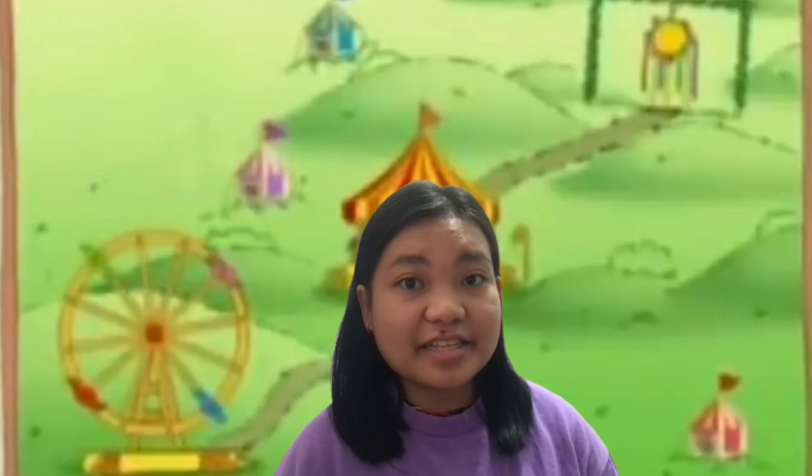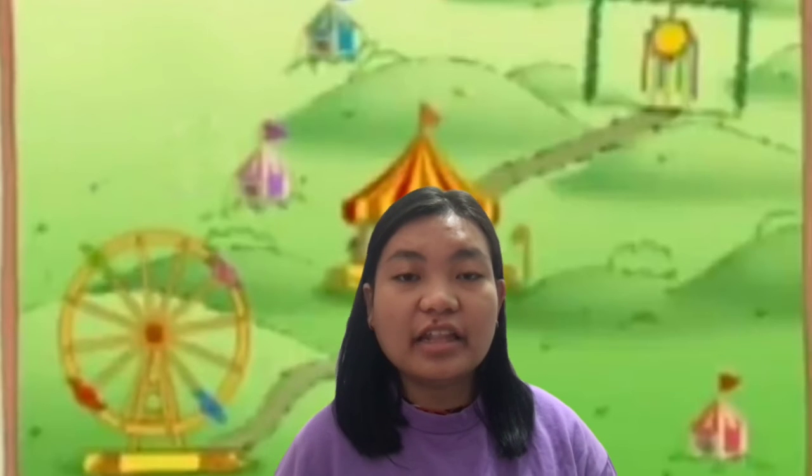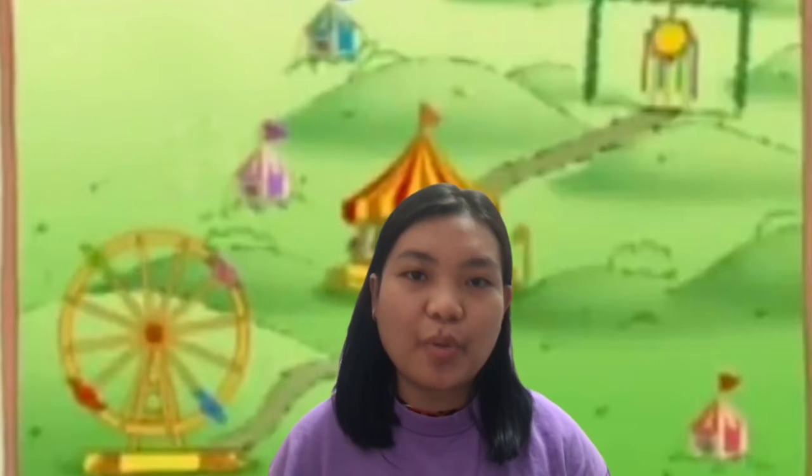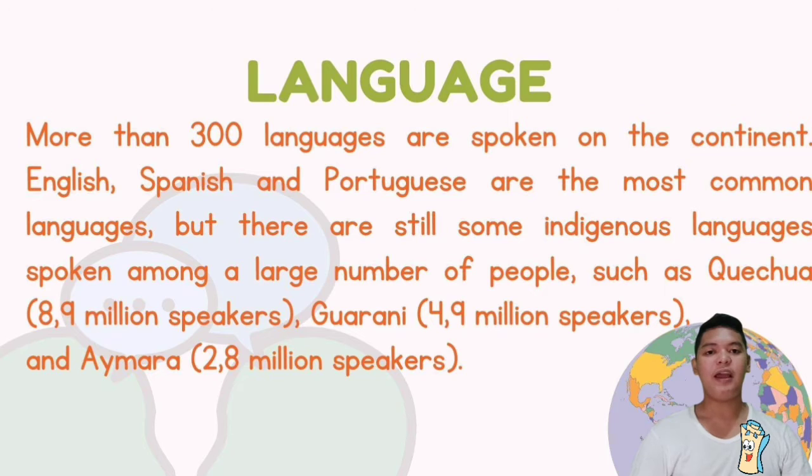And for our next destination, let's talk about the native and indigenous tribes' languages. It's time for the South American languages. More than 300 languages are spoken on the continent. English, Spanish, and Portuguese are the most common languages.